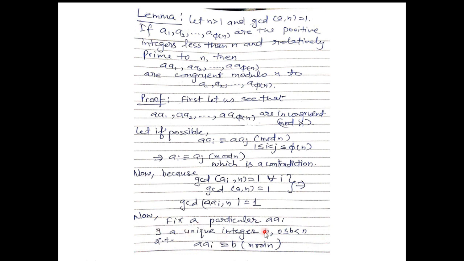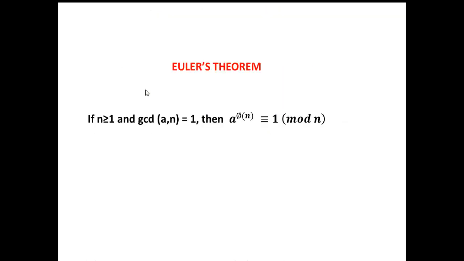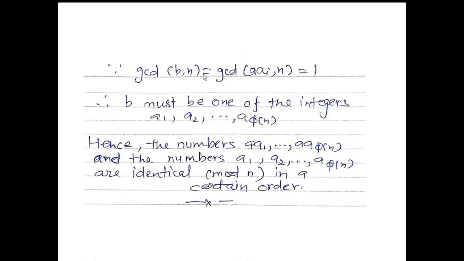Now, fix a particular a ai. There exists a unique integer b such that a ai is congruent to b modulo n. Now, because GCD of b and n is equal to GCD of a ai and n, which is 1, therefore b must be one of the integers a1, a2, up to a phi n. Hence, the numbers a a1, a a2, up to a a phi n and the numbers a1, a2, up to a phi n are identical modulo n in a certain order.